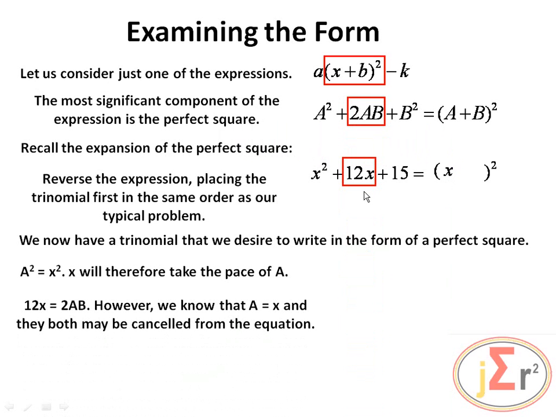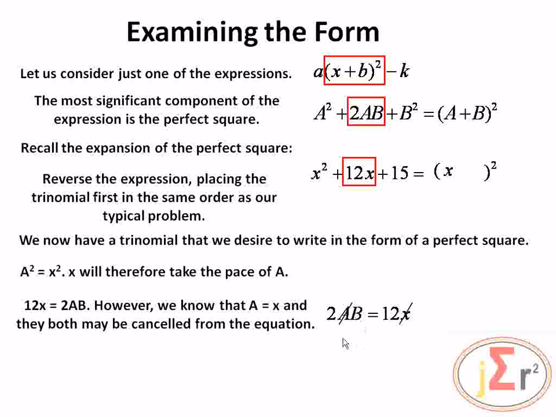Now the middle term is 2ab. But we know what a is already. So this term here, 2ab, is equal to 12x. But what is a? A is x. So 12x is equal to 2ab. And of course, what do we know? That a is equal to x. So because a is equal to x, that means they can be cancelled from the expression.